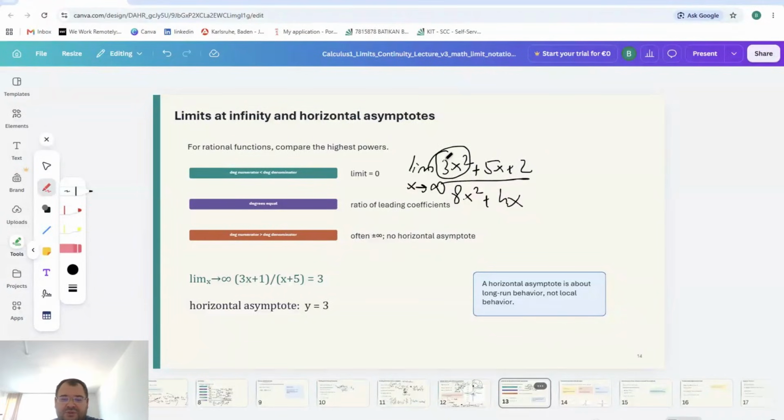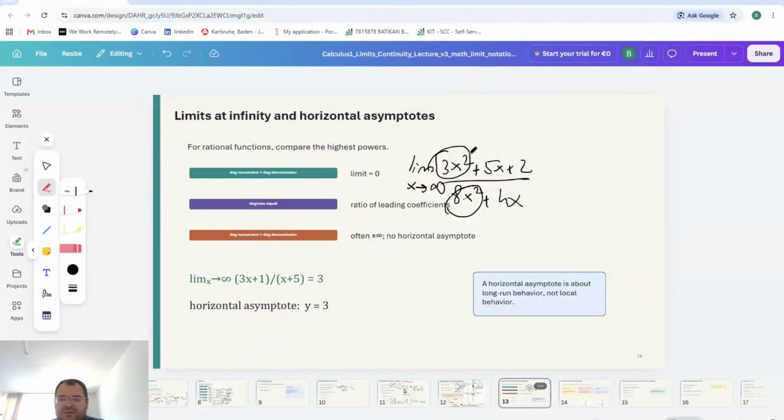And what is the coefficient of it? It is 3. What is the term with the greatest exponential in the denominator? It is 8x squared. This is also a term, but it does not have the greatest exponential. This has the greatest exponential, which is 2, and its coefficient is 8.